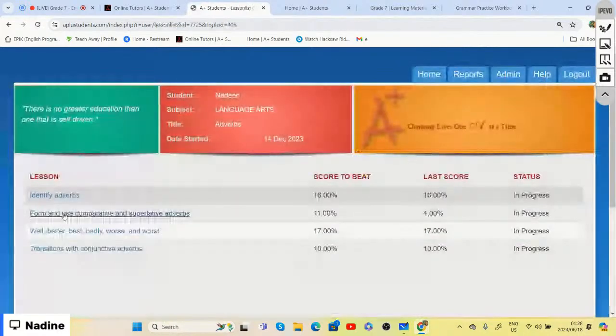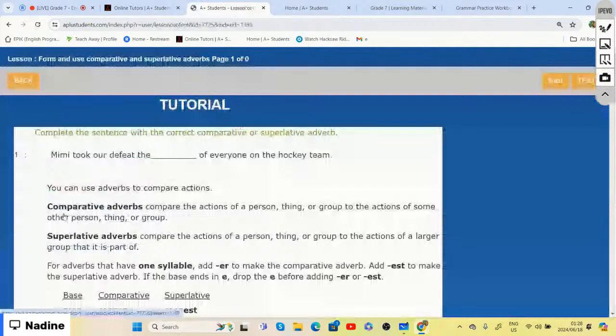Now we're going to form and use comparative and superlative adverbs, right? So comparative is where you're comparing, and we can use adverbs to compare actions, right? Because an adverb tells us about the verb, it's an action. So we can use adverbs to compare actions. Then we have comparative and superlative adverbs.